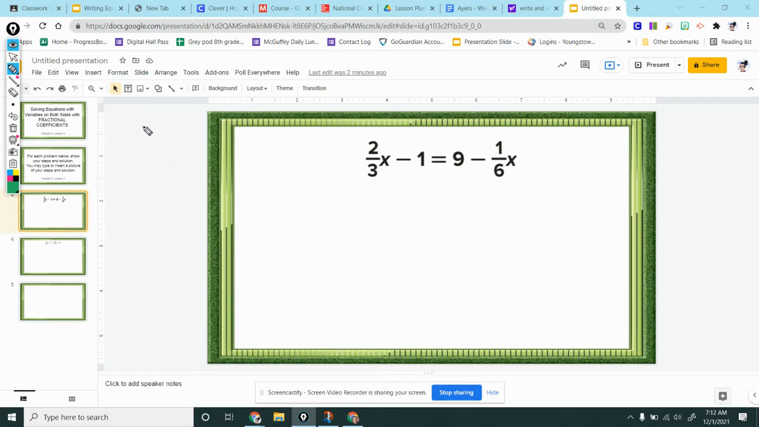So I want to think of a number. This is what I'm thinking of. I'm thinking of a number that can be divided both by 3 and by 6. What number can be divided both by 3 and by 6?